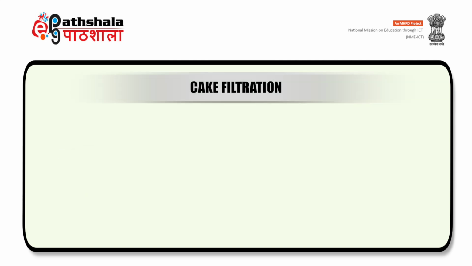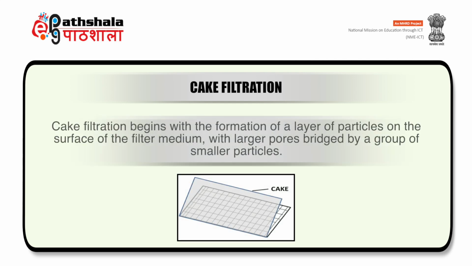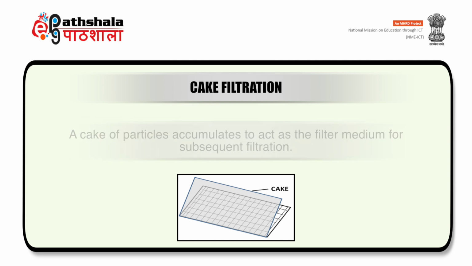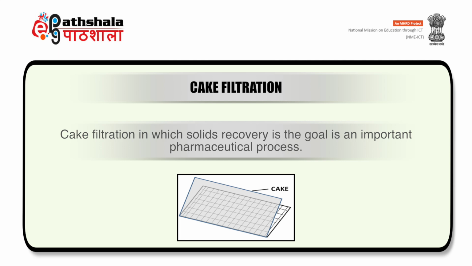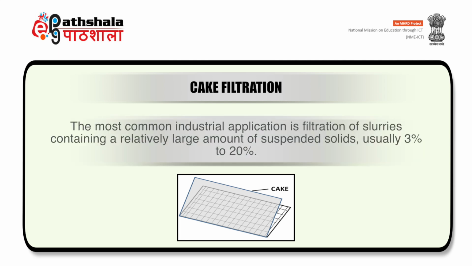Fourth is cake filtration. Cake filtration begins with the formation of a layer of particles on the surface of filter medium with larger pores, bridged by a group of smaller particles. The cake acts as the filter medium for subsequent filtration. It is mainly used where solid recovery is the main goal. It can be used for filtration of slurries containing a relatively large amount of suspended solids, usually 3% to 20%.